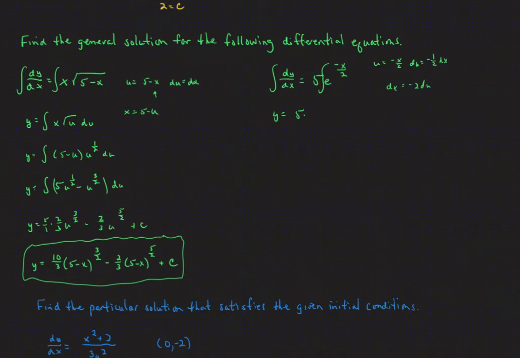So we're going to get a negative 2 e to the u du. And so that's going to get us to negative 10. The integral of e to the u is e to the u. So we're going to get that same exponential and then our constant of integration. So those are mostly just integration problems there.